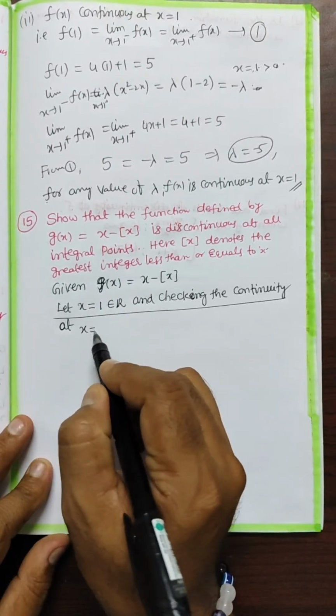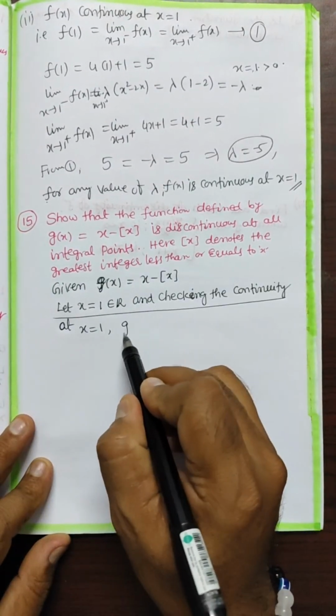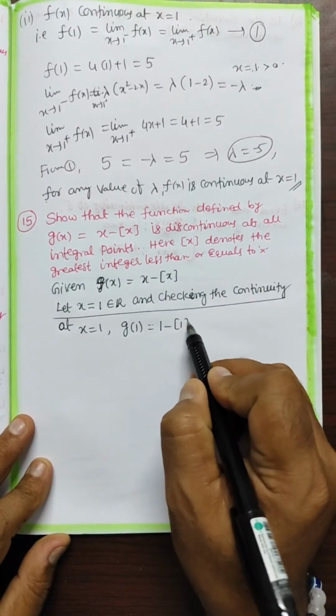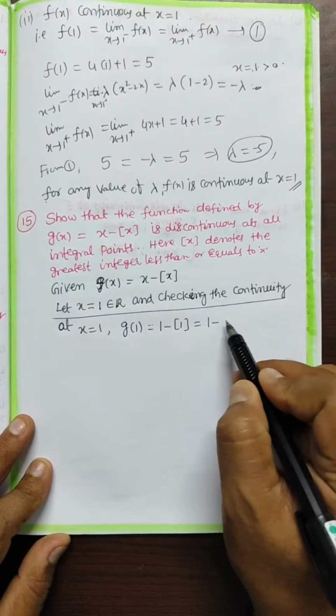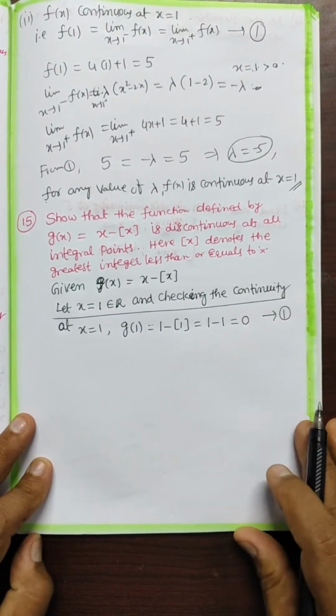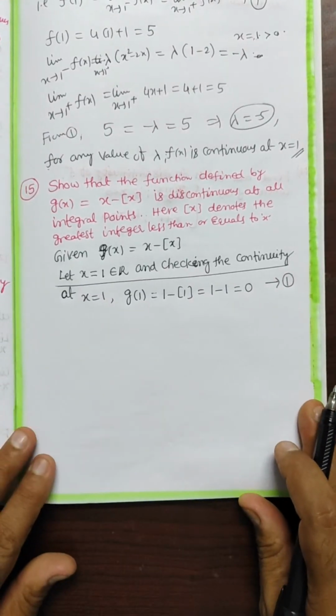At x is equal to 1, the function value g of 1 is equal to 1 minus step 1. Step 1 value is 1, that is equal to 0. Keep that as equation number 1, dear students.